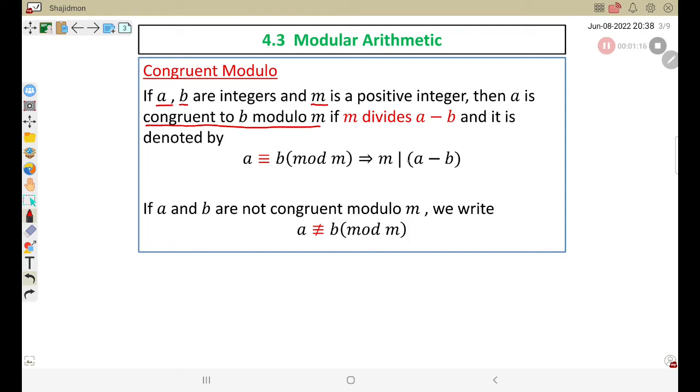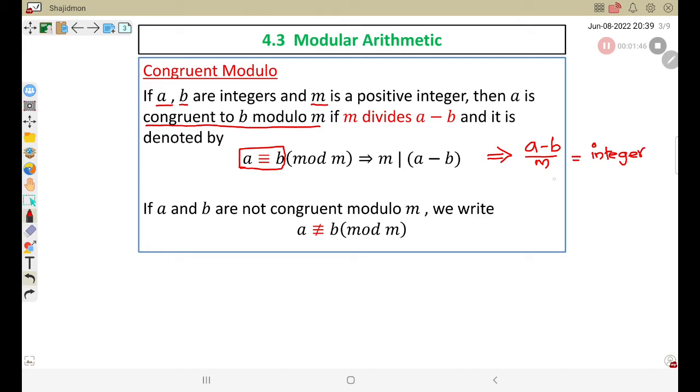When we say m divides a minus b, what is the meaning? Just divide a minus b by m, the second number divided by the first number. If you are getting an integer answer, then we say the two numbers are congruent. If a minus b divided by m is an integer, a and b are congruent modulo m.